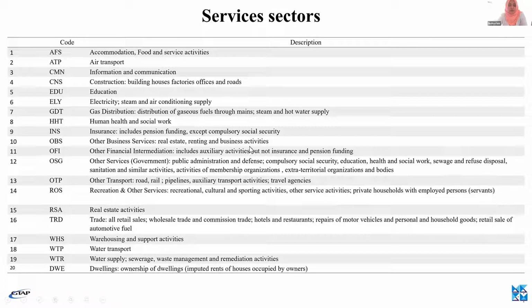In the analysis, we are talking about 1 to 19. We don't take into account leveling based on the fact that it has a large number of missing values, and we tried to run it, but it was not significant in our case. So this is the description of the sectors, which is provided in the paper as well.